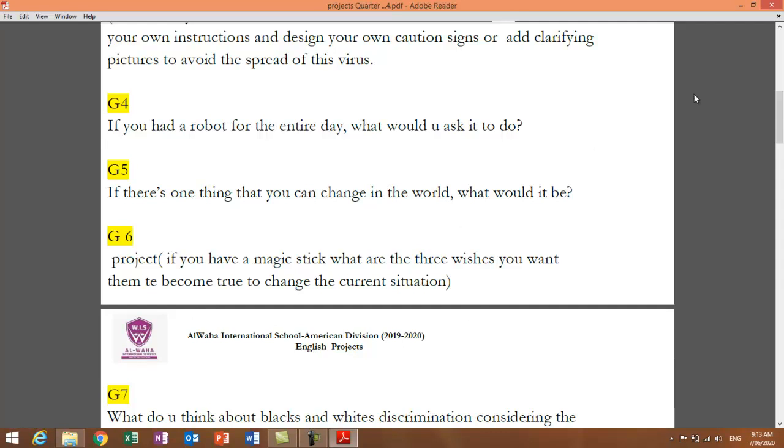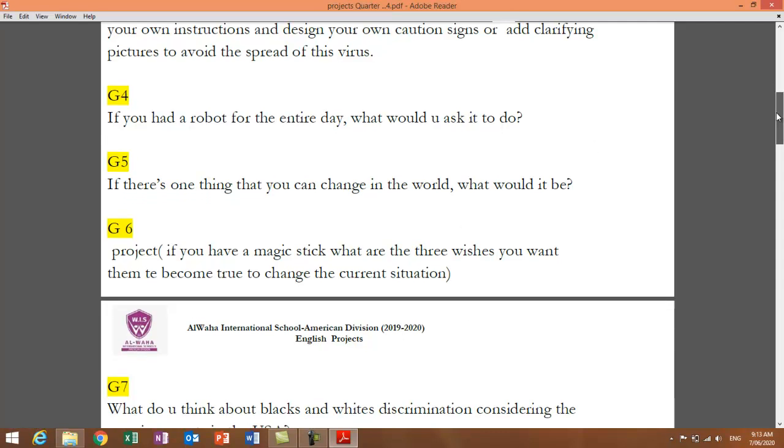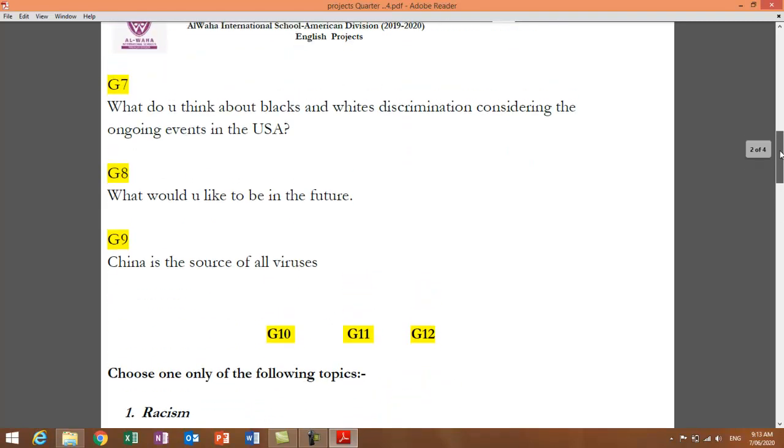And here we are at grade 7. What do you think about the blacks and the whites discrimination, considering the ongoing events in the USA? The death of this American citizen, what happened between the people, what happened in the malls, how the police controls, how the president themselves control this situation. Is it controllable or not? I will be leaving this to you.